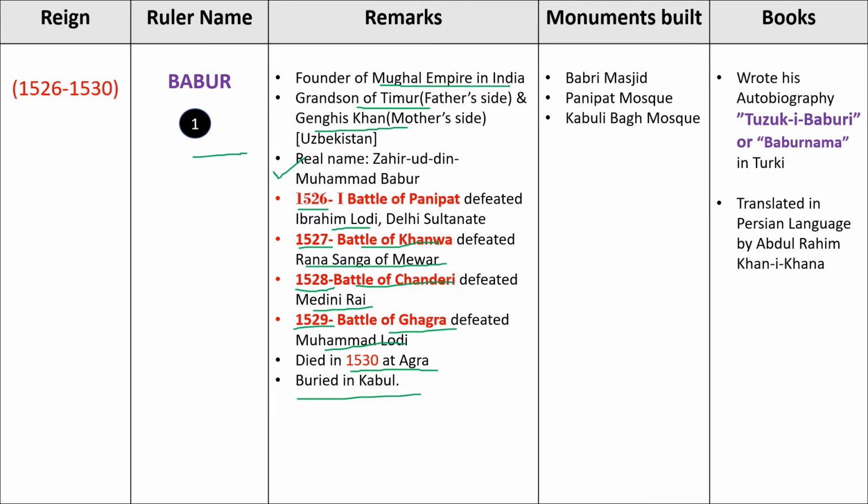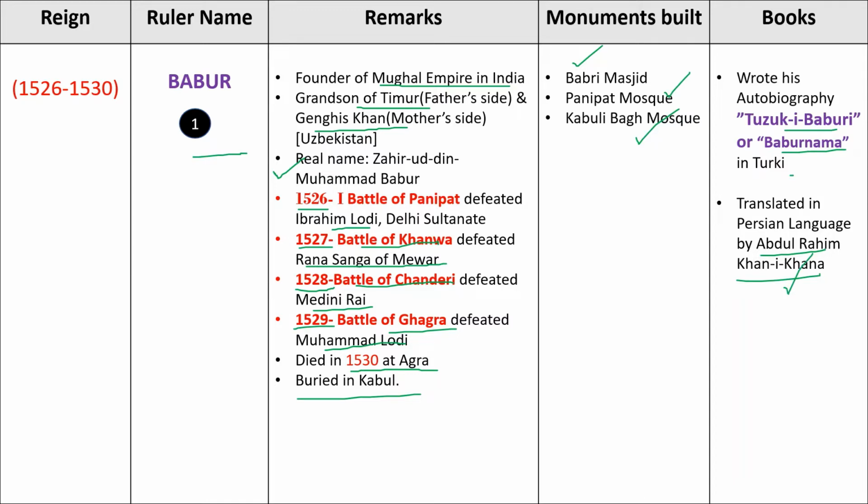Then the monuments built during the Babur's period are Babri Masjid, Panipat Mosque and Kabuli Bagh Mosque. Babur wrote his autobiography named Tusiki Baburi or Babur Nama in Turki language. Then it is translated to Persian language by Abdul Rahim Khani Khana. Please do remember these names.